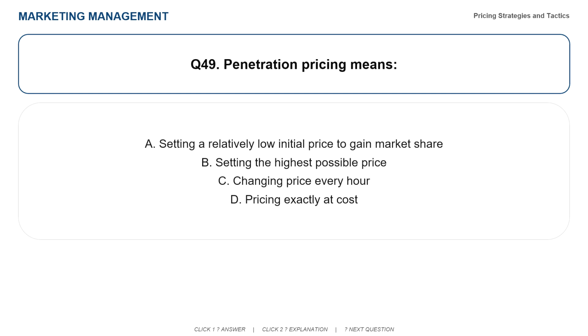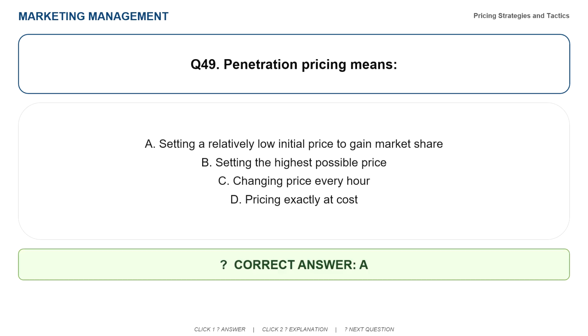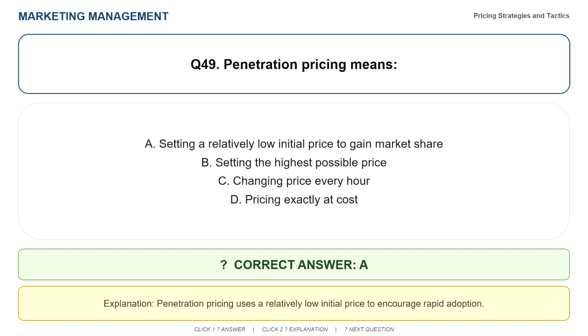Question 49. Penetration pricing means Option A. Setting a relatively low initial price to gain market share. Option B. Setting the highest possible price. Option C. Changing price every hour. Option D. Pricing exactly at cost. The correct answer is A. Explanation. Penetration pricing uses a relatively low initial price to encourage rapid adoption.